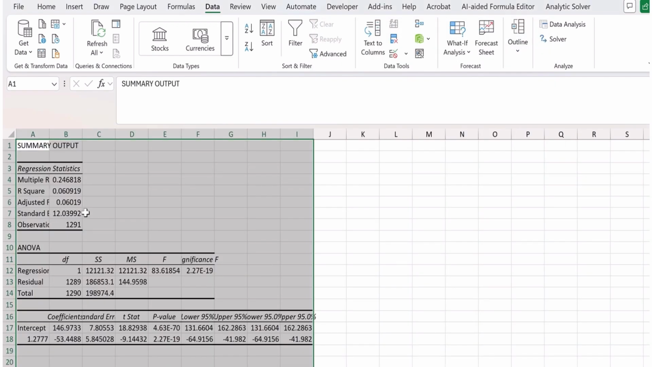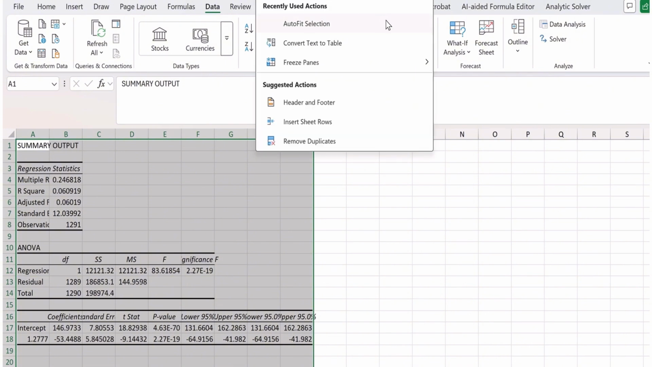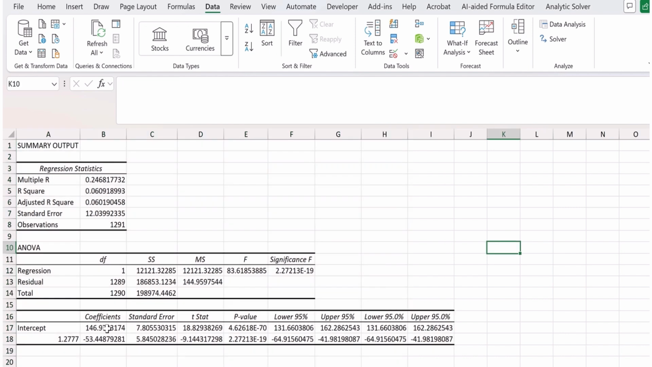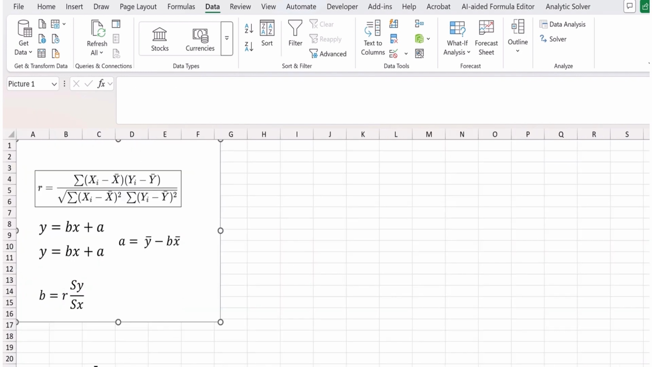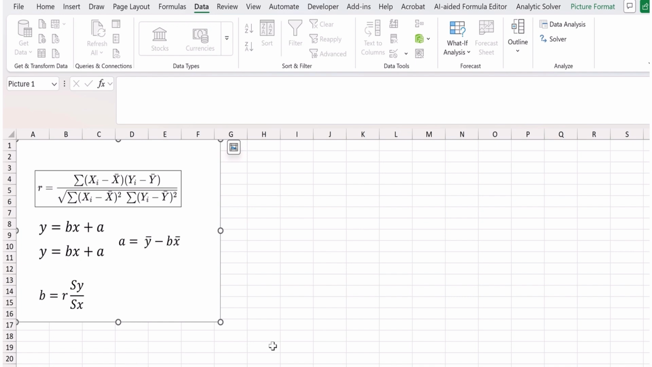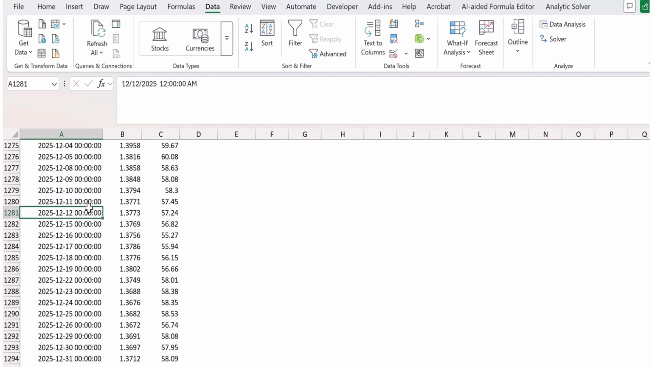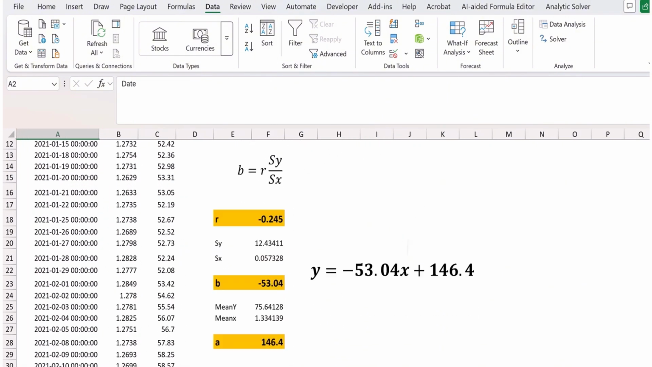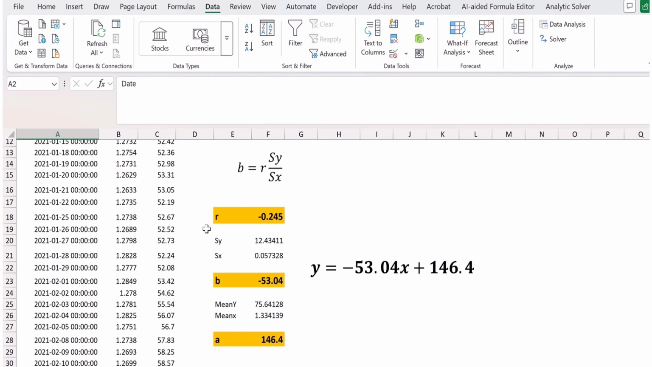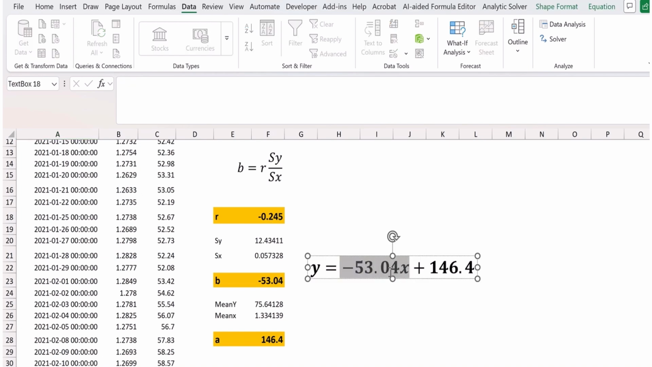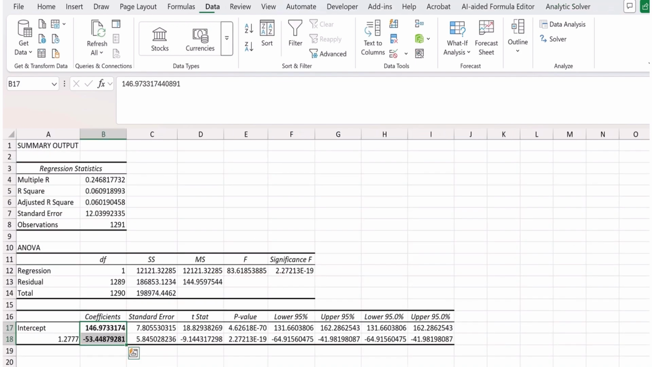Okay, so there we are. Yes. So see, we confirm exactly the values that we just found using the manual calculation. Here we can see minus 53.04 is the slope, and when x is 0, the y-intercept is 146.4, and this is exactly what was confirmed here.